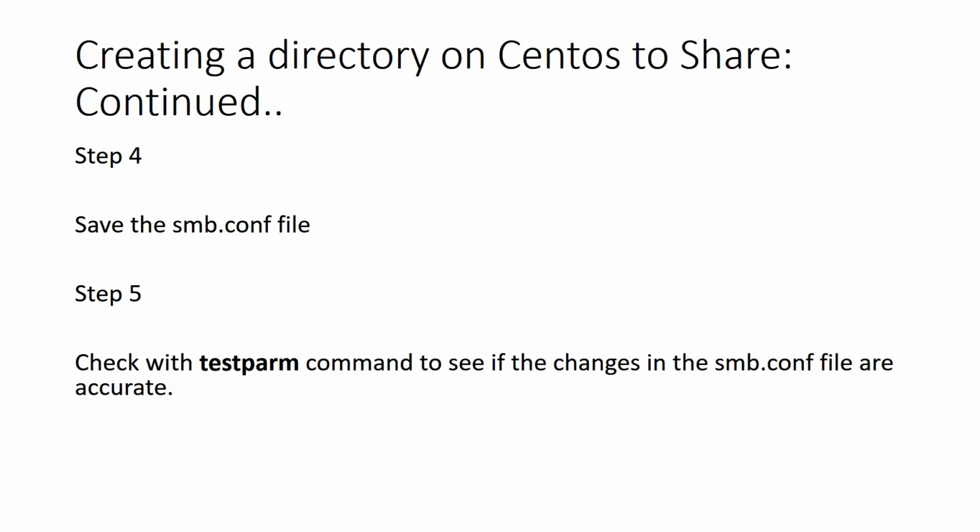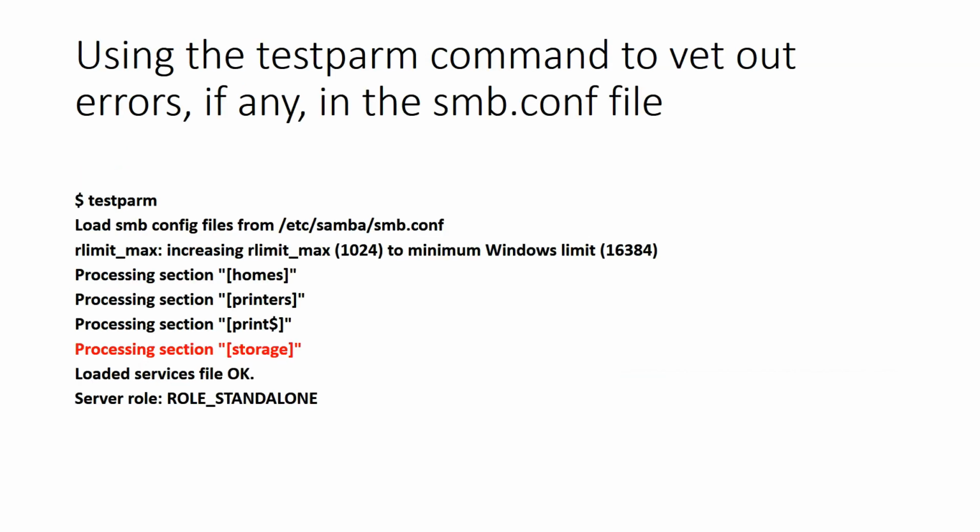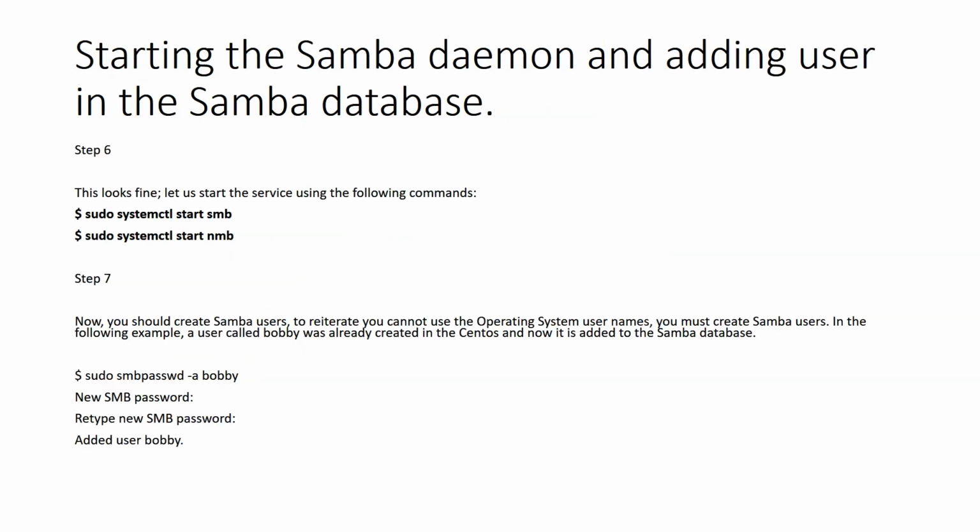Step 5, check with the testparm command to see if the changes in the smb.conf file are accurate. So we run the testparm command and we see that it has processed the section that we have added, storage, successfully. So the testparm command was fine. Let us start the Samba service using the following commands: sudo systemctl start smb, sudo systemctl start nmb.